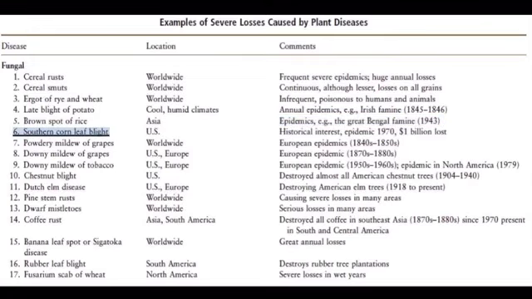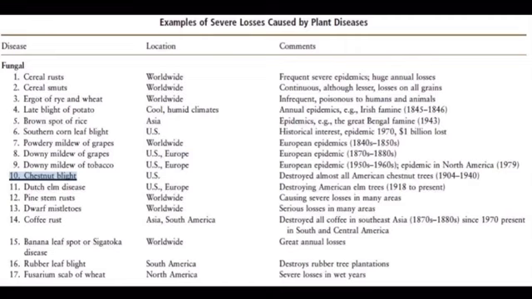6. Southern corn leaf blight: U.S., historical interest, epidemic, 1970, $1 billion lost. 7. Powdery mildew of grapes: worldwide, European epidemics, 1840s to 1850s. 8. Downy mildew of grapes: U.S., Europe, European epidemic, 1870s to 1880s. 9. Downy mildew of tobacco: U.S., Europe, European epidemic 1950s to 1960s, epidemic in North America, 1979.